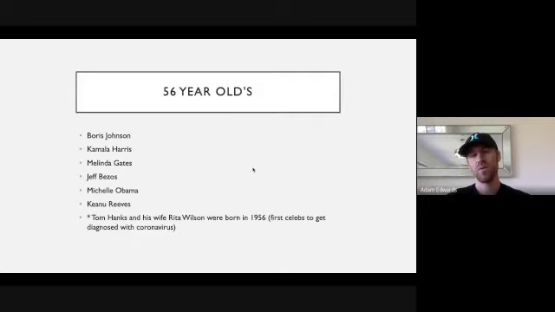So if you have a son and you want to push him to be a girl and be feminine, they can do that. And they can push it and accept it. And that's what they're doing at the moment. And it's really sad, to be honest. So yeah, Hanks, Rita Wilson, born in 56, first celebrities to be diagnosed with coronavirus.